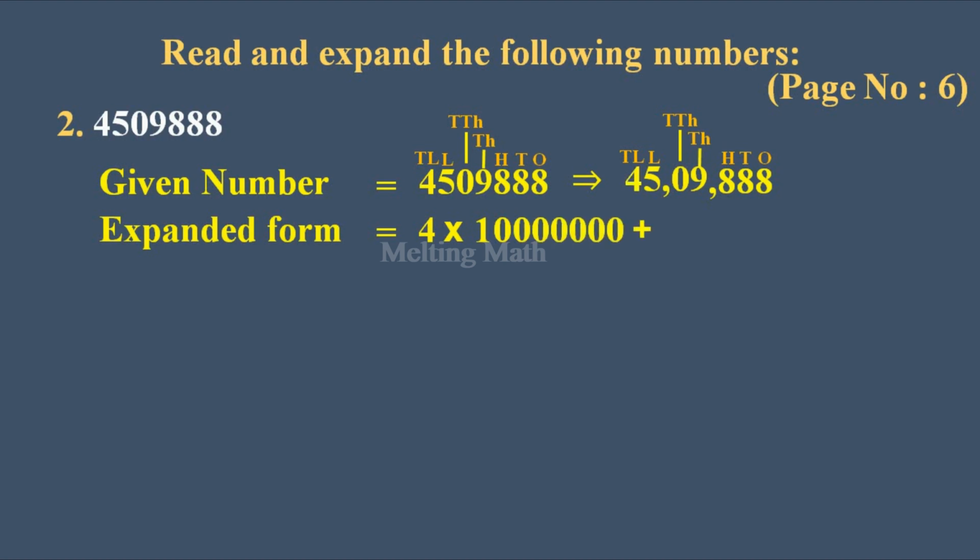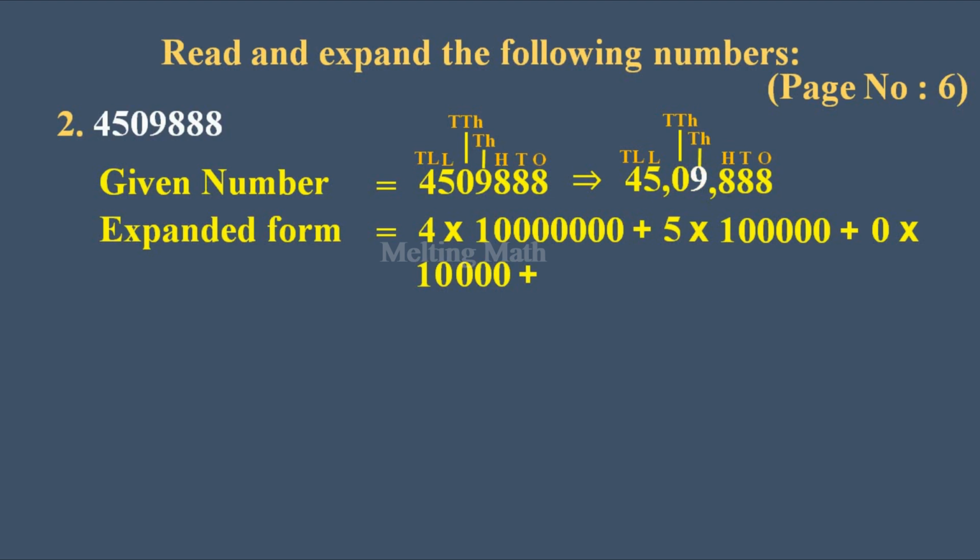Plus, next see the next digit, that is a 5, that comes under the lakhs place, so just multiply with 1 lakh. 1 lakh means just write 1, then write 5 digits of 0. Plus next digit is 0, that comes under the 10,000 place, so just multiply with 10,000 here. 10,000 means first write 10, then write 3 digits of 0 with it.